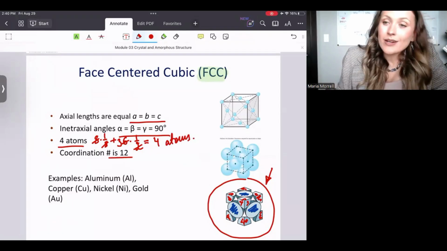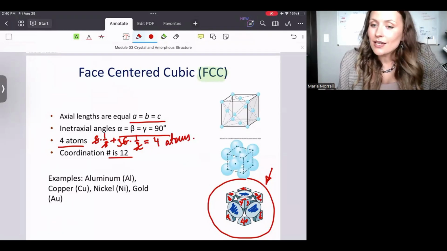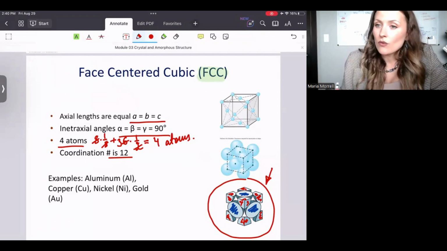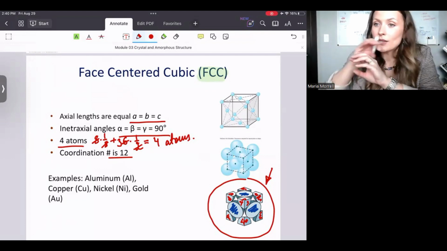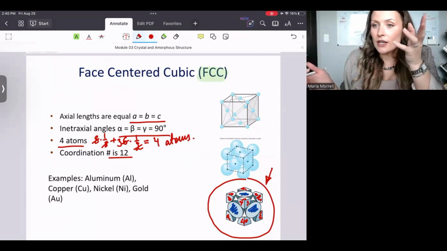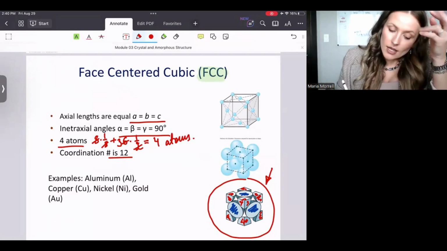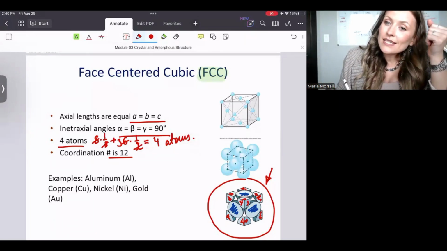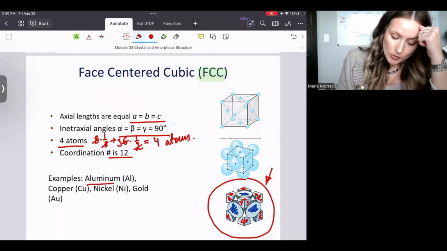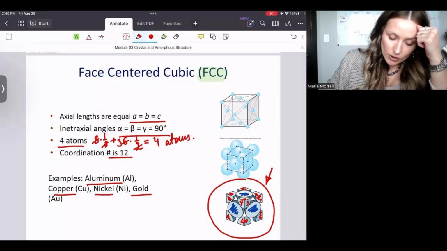Now, coordination number is 12. Again, very easy to track. Just choose one of the atoms and then see how many neighbors it has, and you will find out that it has 12 neighbors. Examples of FCC metals include aluminum, copper, nickel, gold. Okay.